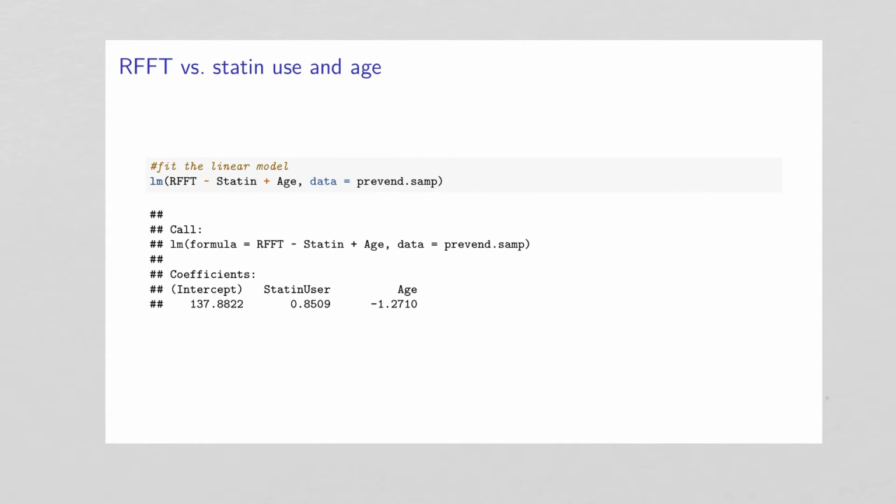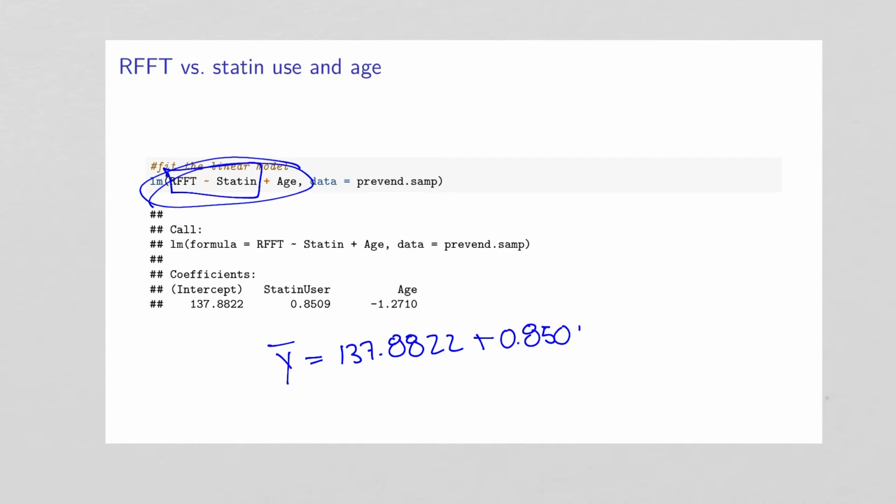So now we're not only looking at RFT and statins, now we're looking at RFT and statins plus age. So now our expected RFT is equal to 137.8822 plus 0.8509 minus 1.2710, multiplied by x1 and x2, with x1 being that and x2 being that. So for every one increase in age, your RFT is coming down, and if you are a statin user, your RFT is going to increase by that, and then your baseline RFT is this.